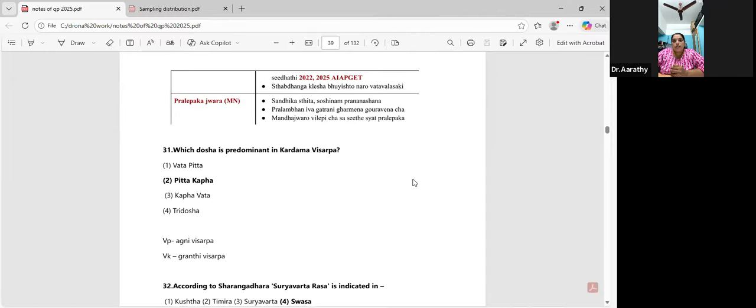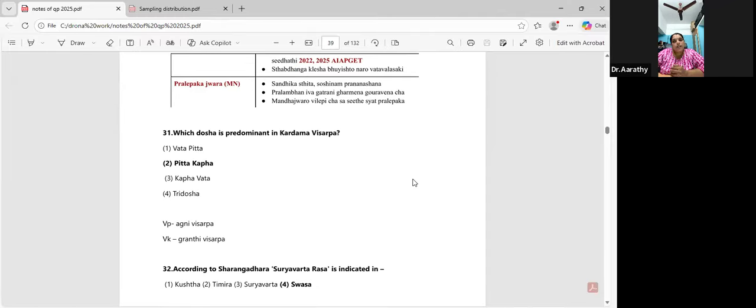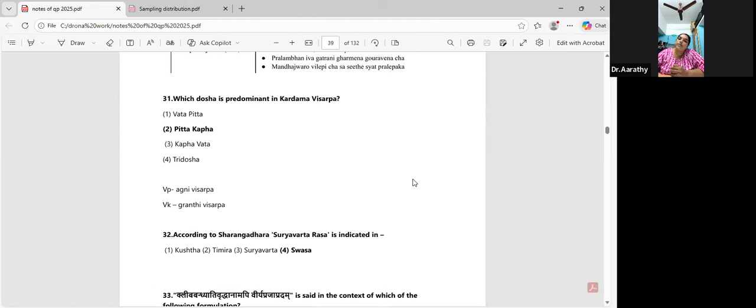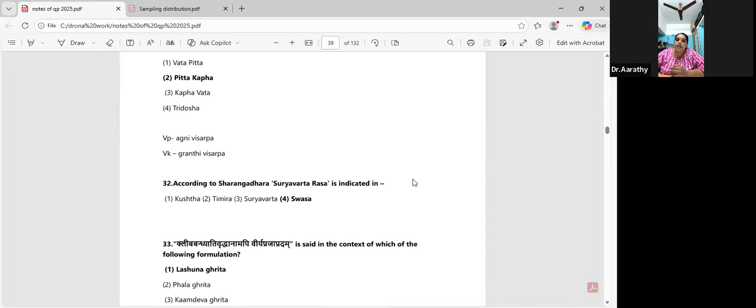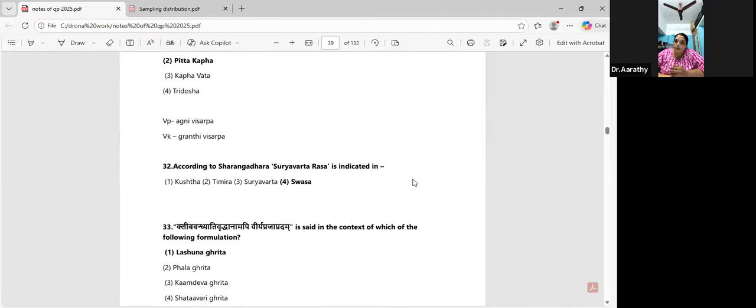Now, 31st question. Which dosha is predominant in Kardama Visarpa? Kardama Visarpa, Pitta Kapha predominant. Agni Visarpa is Vada Pitta predominant. And Granthi Visarpa is Vada Kapha predominant. Okay, that was a direct question. Types and dosha predominance of each disease is very important. I'm reiterating it. Do write the types, do write the dosha predominance of each KC disease separately. Have it handy. You might find it very useful in the last minute preparations.